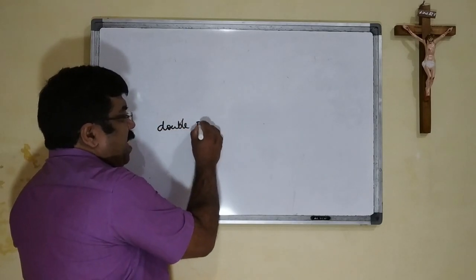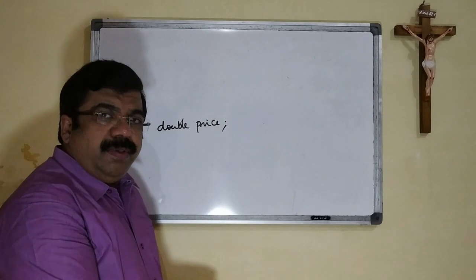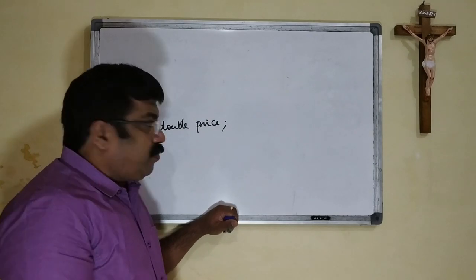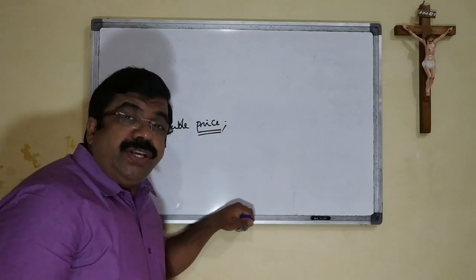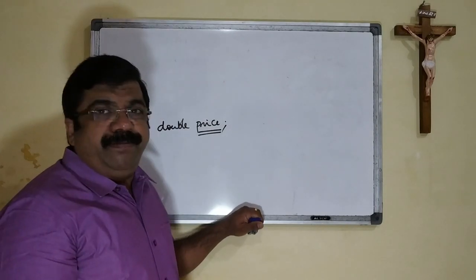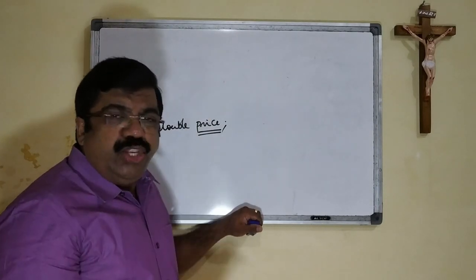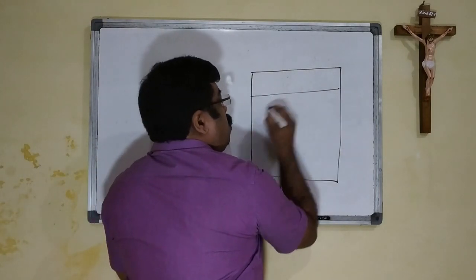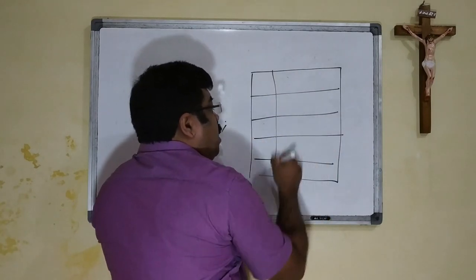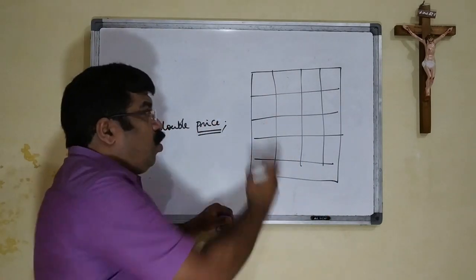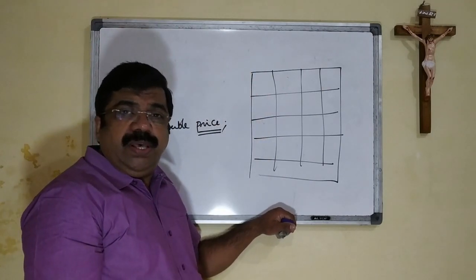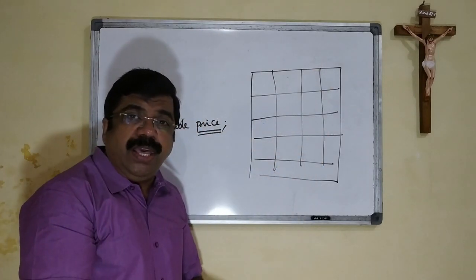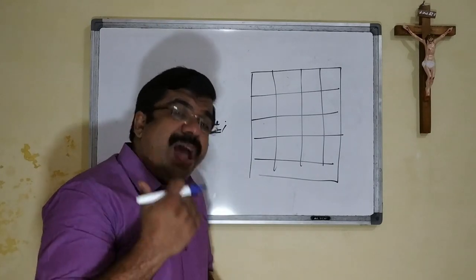Double price, the data type as well as the variable name. So this price represents a location in the memory. As you have studied in the junior classes, our memory will be having lots of locations. So many locations will be there. Those locations are the bytes. And this price will be stored somewhere in the memory, which we will not be able to identify.